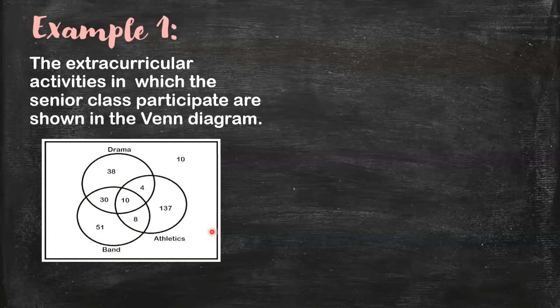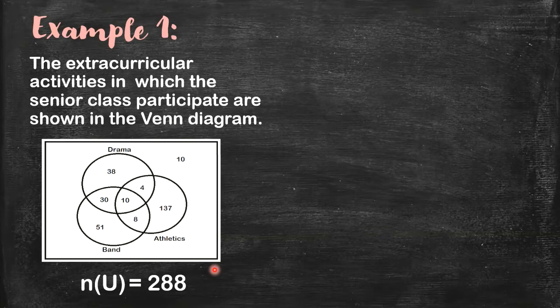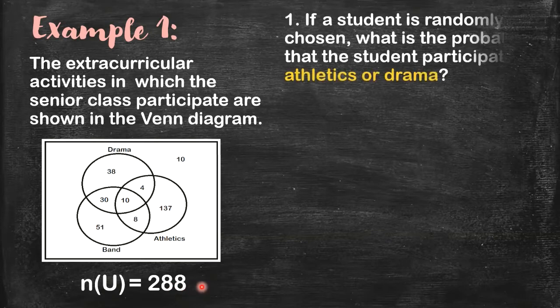Okay? So, if you do the math here, what is N of U? Or what is the total number of elements here? Okay? What do you get? You will get 288. Again, before answering any question using Venn diagrams, you always get muna the total number of elements involved. All right? Okay, this is the first question. If a student is randomly chosen, what is the probability that the student participates in athletics or drama?